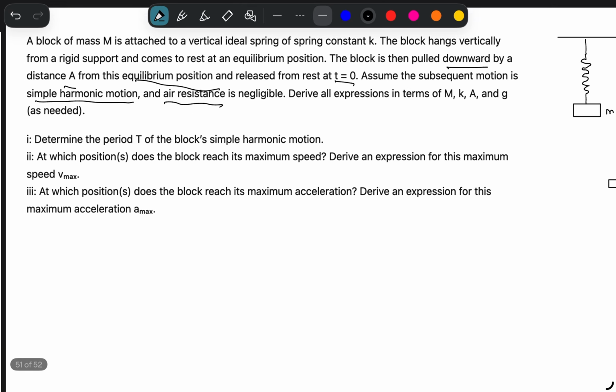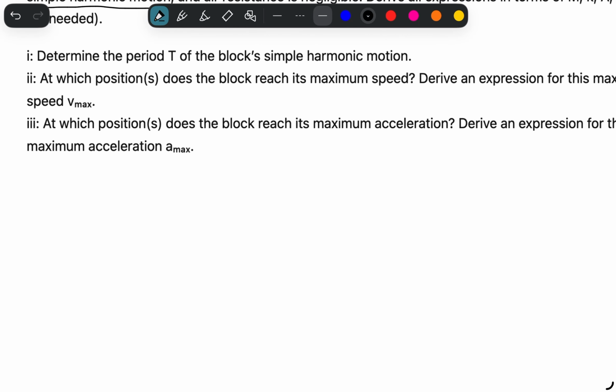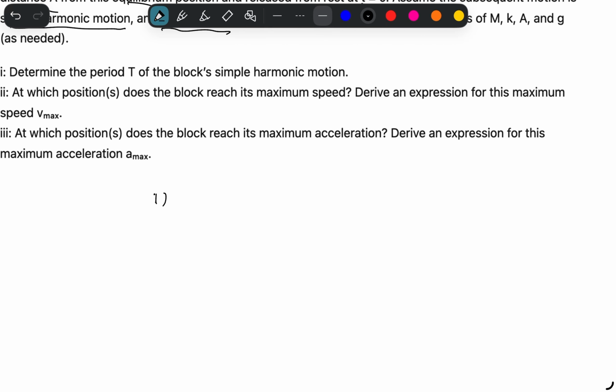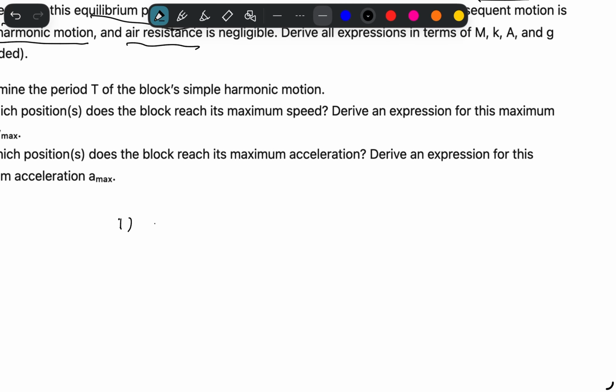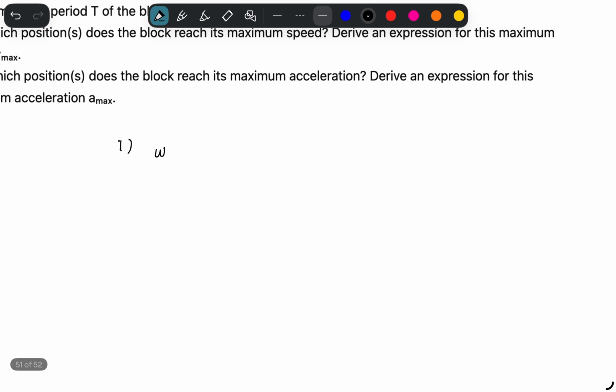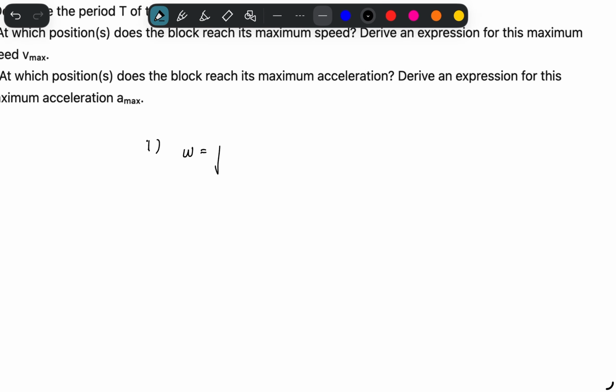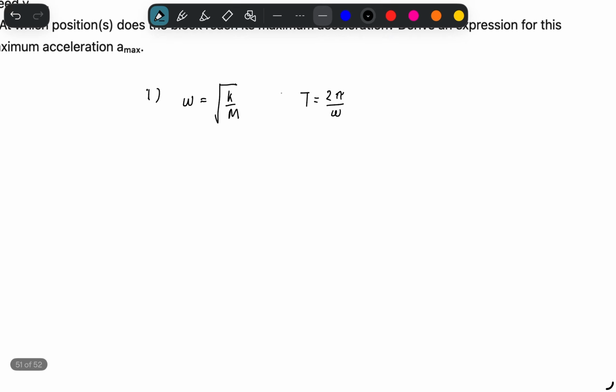Now, for our first question, we're asked to determine the period T of the block's simple harmonic motion. So we know that when we have a mass spring oscillator, which here we do, our angular velocity omega is equal to the root of k over m. And we know that we can get period with 2 pi over omega. So if we take omega's definition and substitute this into our period, we get that period is equal to 2 pi over the root of k over m.